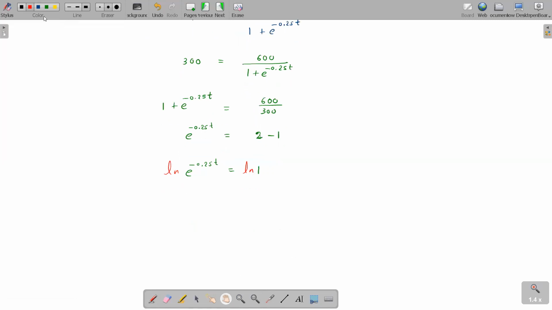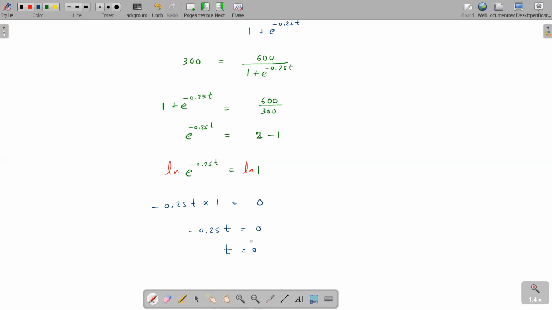Minus 0.25 t equals ln 1, and ln 1 is 0. So we actually get t equals 0. That means the highest rate is at the start. That means you have the highest change in population at the start. Remember, dn by dt means the rate of growth, how fast the population is growing. So you have the highest increase in population at the very beginning. Then when time goes up, the increase in population slows down, like increasing at a reducing rate.